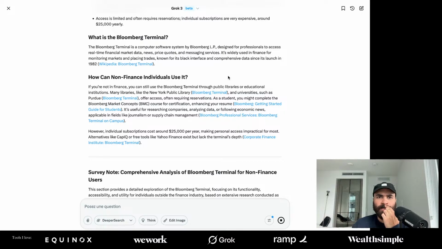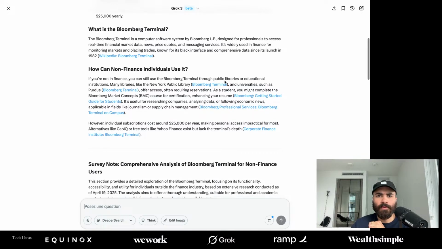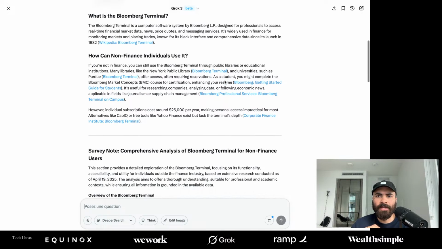Designed for professionals to access real-time financial market data, news, price quotes, and messaging services. It's widely used in finance for monitoring markets and placing trades, known for its black interface and comprehensive data since its launch in '82.